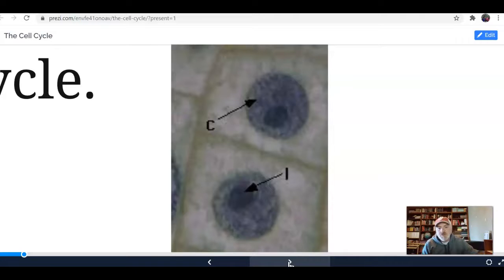I want to point out a couple things about a cell that's in interphase. You have this very distinct nuclear envelope separating the contents of the nucleus from the cytoplasm. And then within that nucleus, you'll see 1 to 2 nucleoli, nucleolus or nucleoli if there's more than one. Those are the darker spots in there.